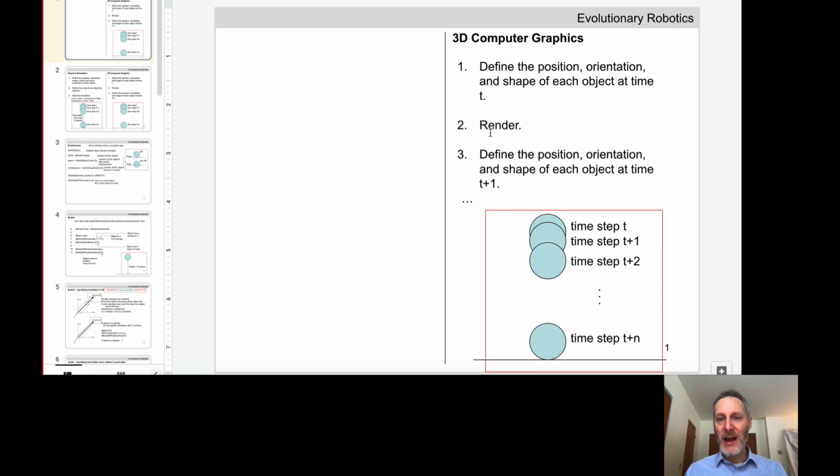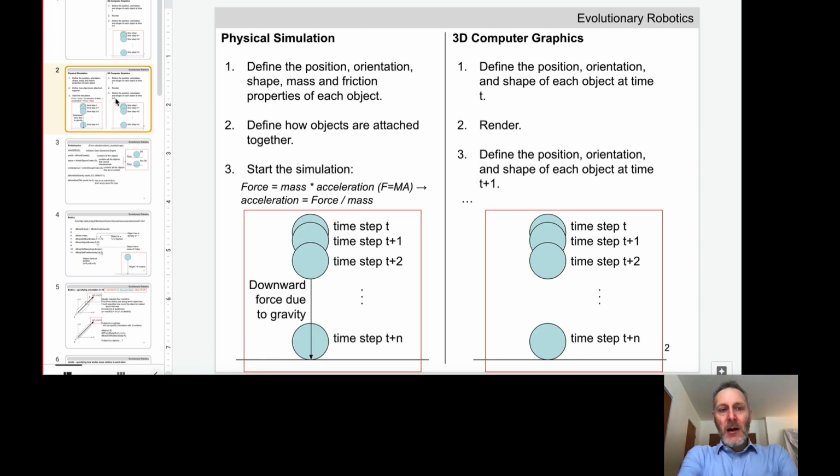Modern 3D computer graphics engines obviously automate some of this for you. Most of them, of course, have a physical simulator underneath. So how does physical simulation differ from this manual process? Well, it's not completely automatic.